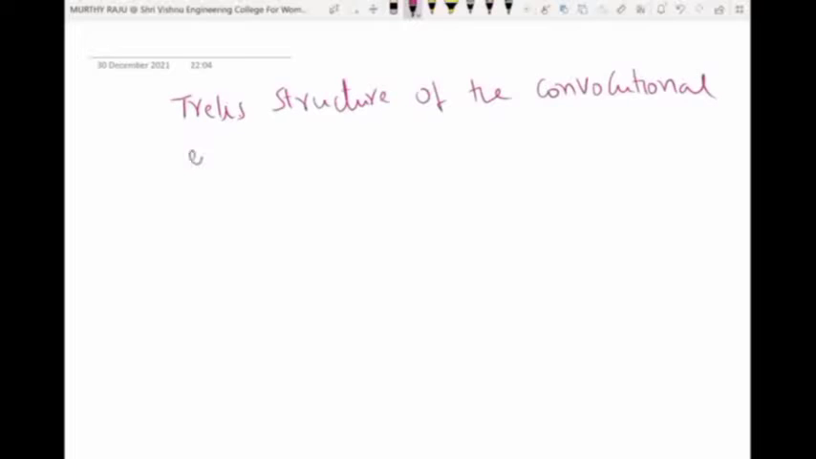In this video, I am going to explain the Trellis structure of the convolutional encoder. Generally, Trellis structure is a graphical approach used to encode the given message sequence.